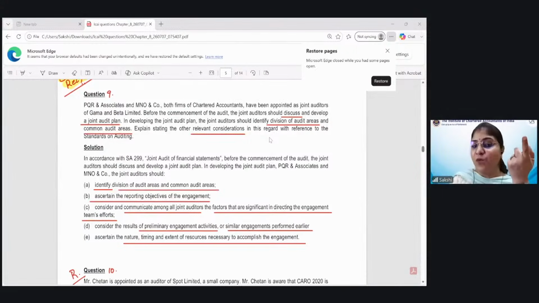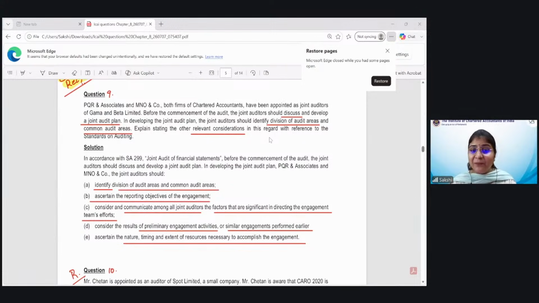And you have to tell before the commencement. See, what is the question asking? It is saying before the commencement, the joint auditors should take into consideration what things? They should identify which work is to be divided and which is to be taken in common. So, identify division of audit areas and common audit areas. First, you identify. Then you ascertain the reporting objective. What is the reporting objective of the engagement? Where is it to be reported? What kind of report is to be issued?